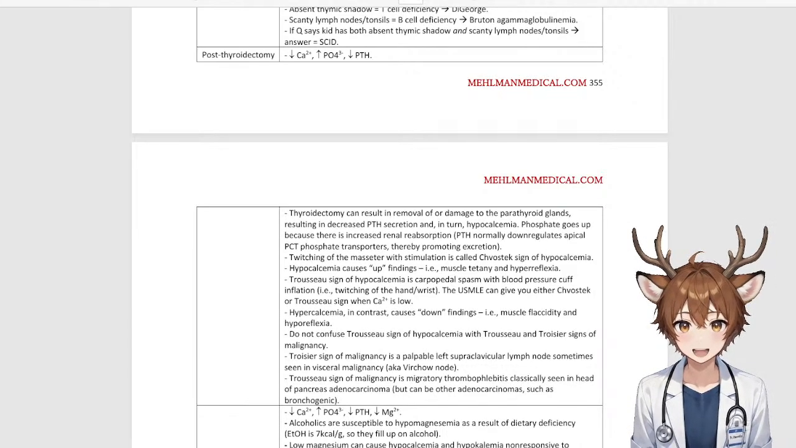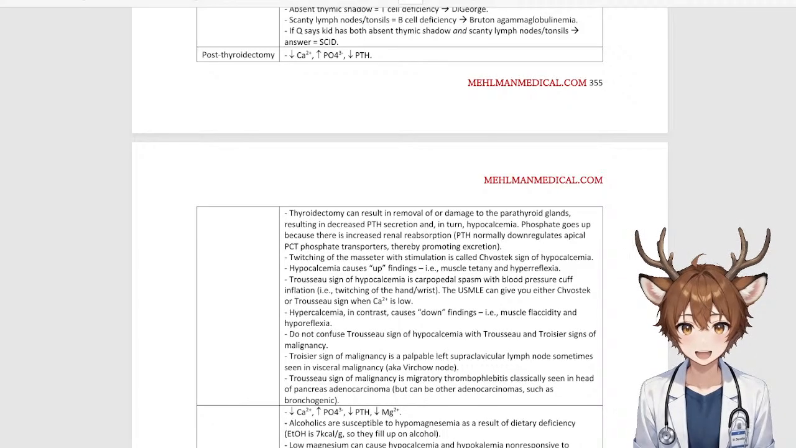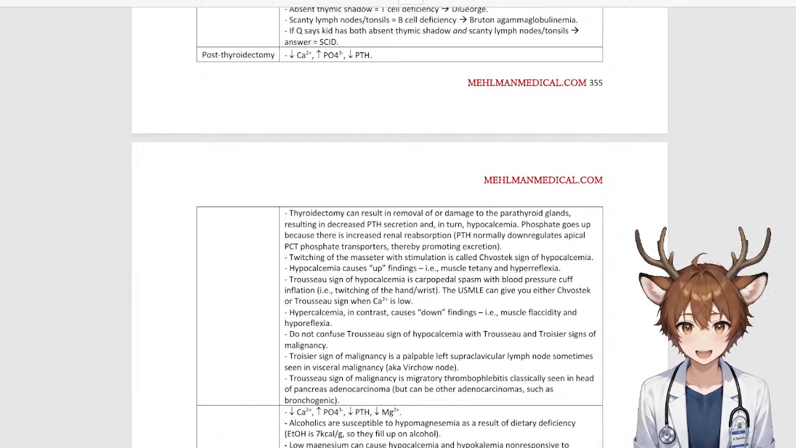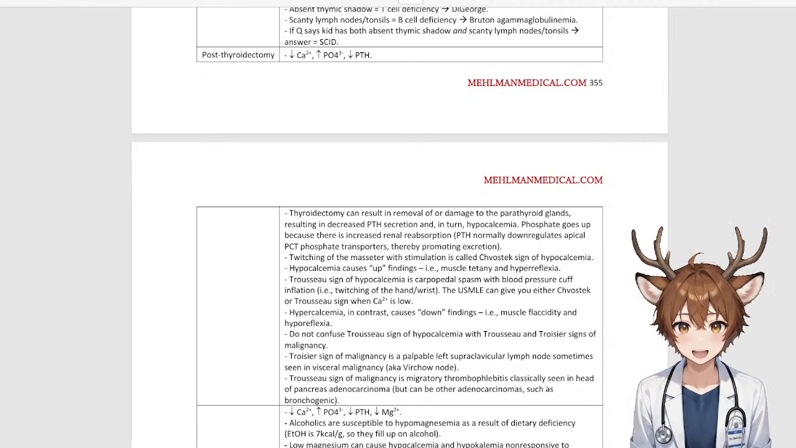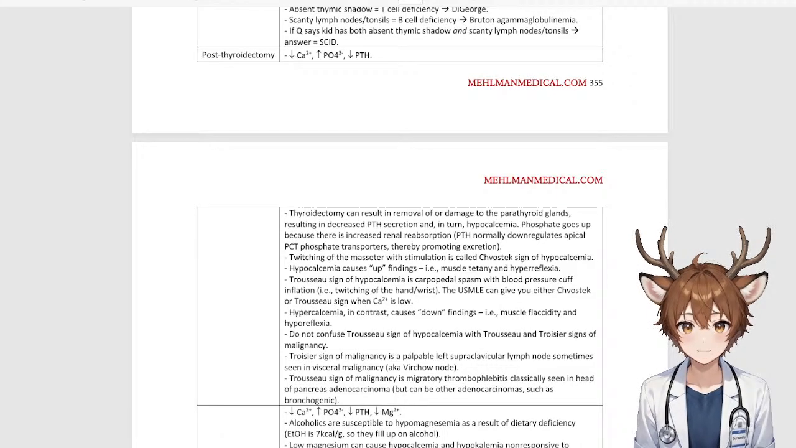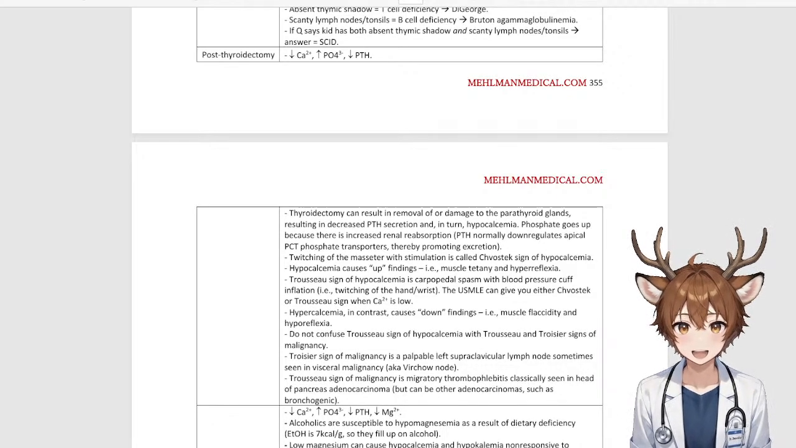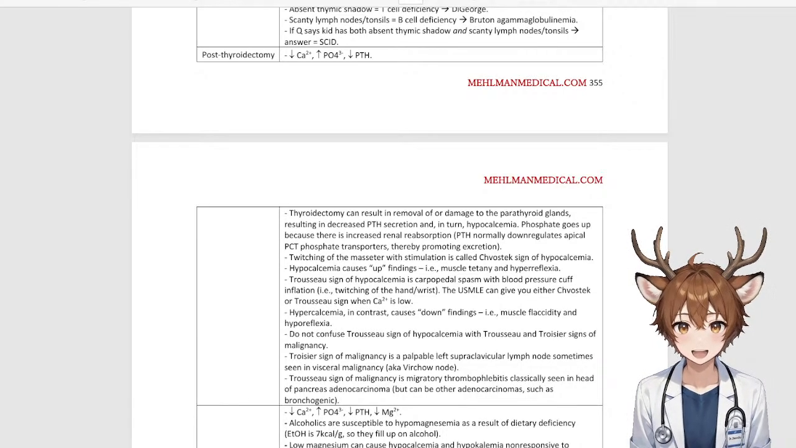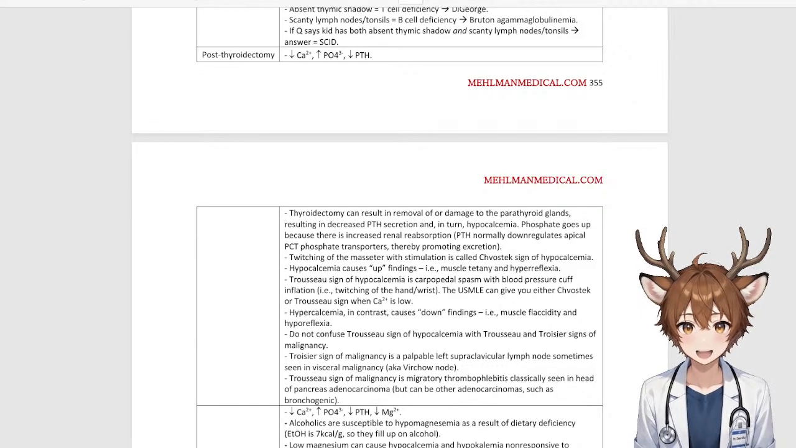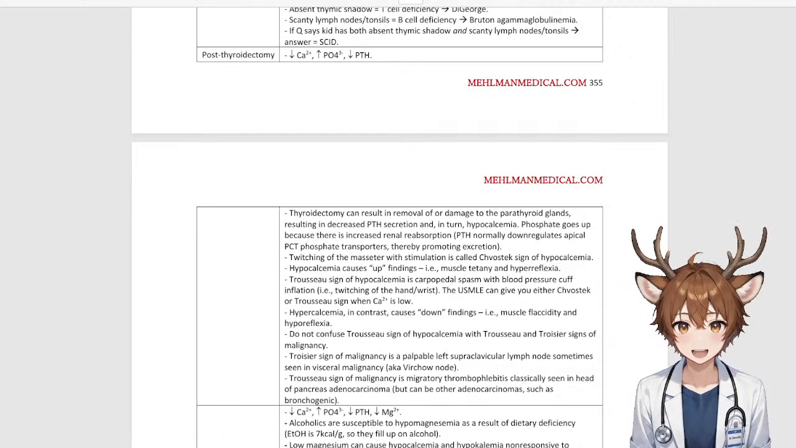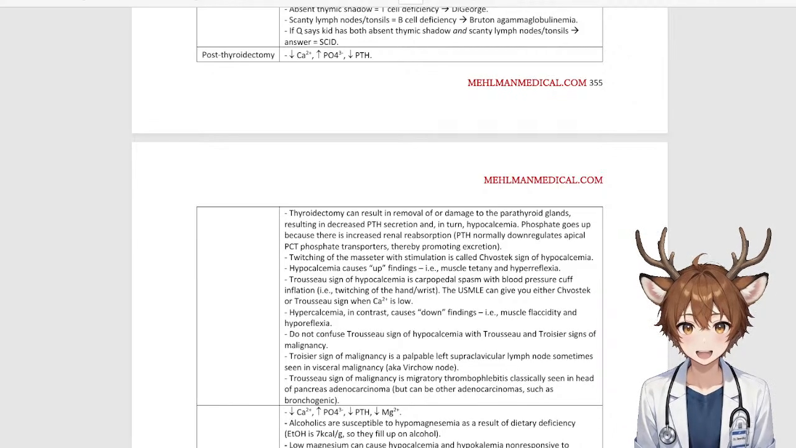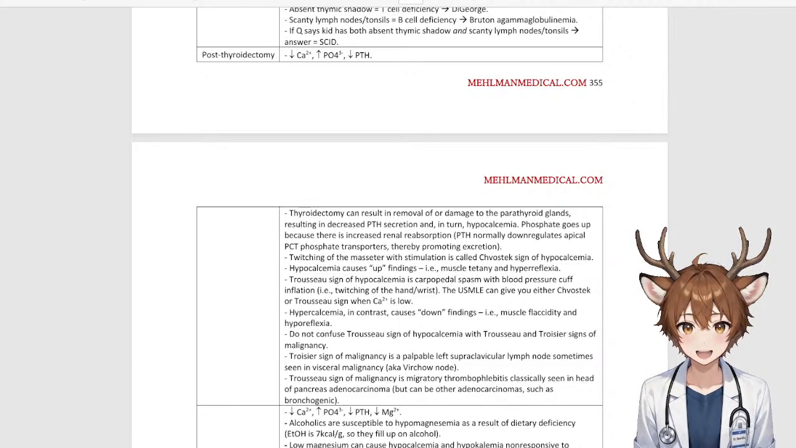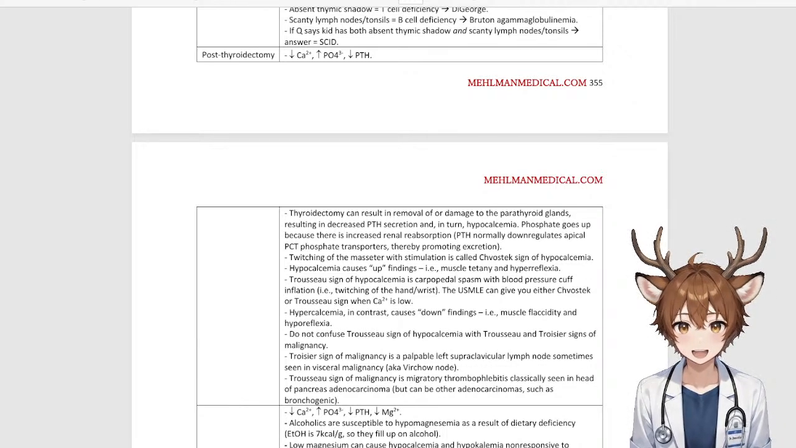Hypercalcemia, in contrast, causes the down findings, that is to say, muscle flaccidity and hyporeflexia. Do not confuse Trousseau sign of hypocalcemia with Trousseau and Troisier signs of malignancy. Troisier sign of malignancy is a palpable left supraclavicular lymph node, sometimes seen in visceral malignancy, aka Virchow node. Trousseau sign of malignancy is migratory thrombophlebitis, classically seen in head of pancreas adenocarcinoma, but can be other adenocarcinomas such as bronchogenic. So a lot of names for a lot of different things. Just be aware of which one is which, and what it indicates.